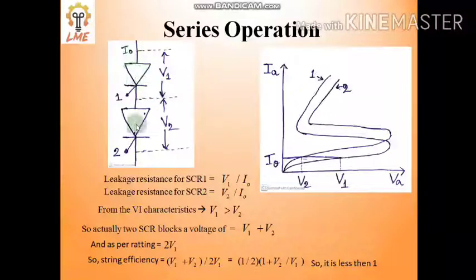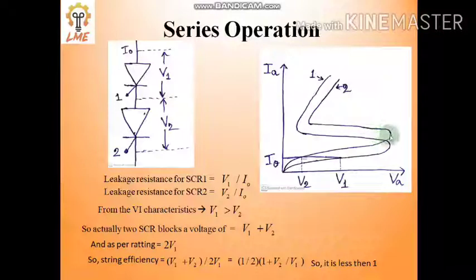These two ACRs have the same rating, but their VI characteristics are not the same. Here we only look at the forward part, because we are not discussing the reverse part. That is why here we just draw the forward part of the VI characteristics of the ACR. So this is number 1 and this is number 2.